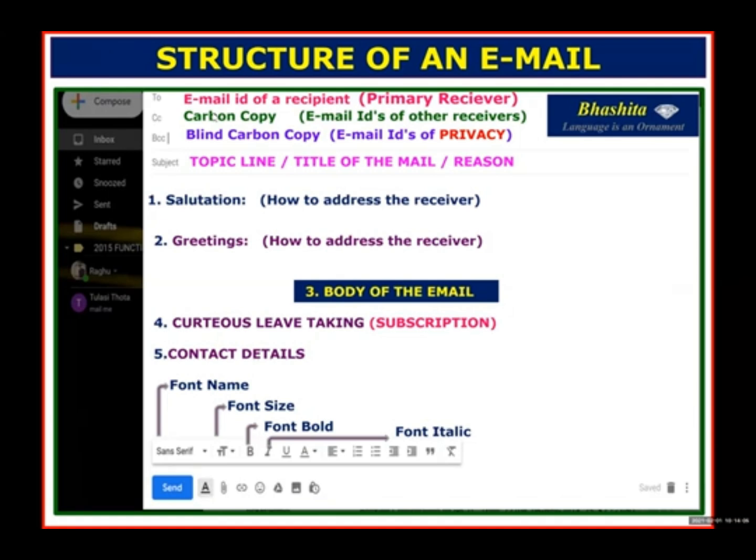So if you would like to send the same email to a number of other people, you can type or mention the email IDs of those members under carbon copy. So CC stands for carbon copy. And BCC, the next row, is nothing but BCC. What does it mean by BCC, my dear? BCC stands for blind carbon copy. But what does it mean by BCC?